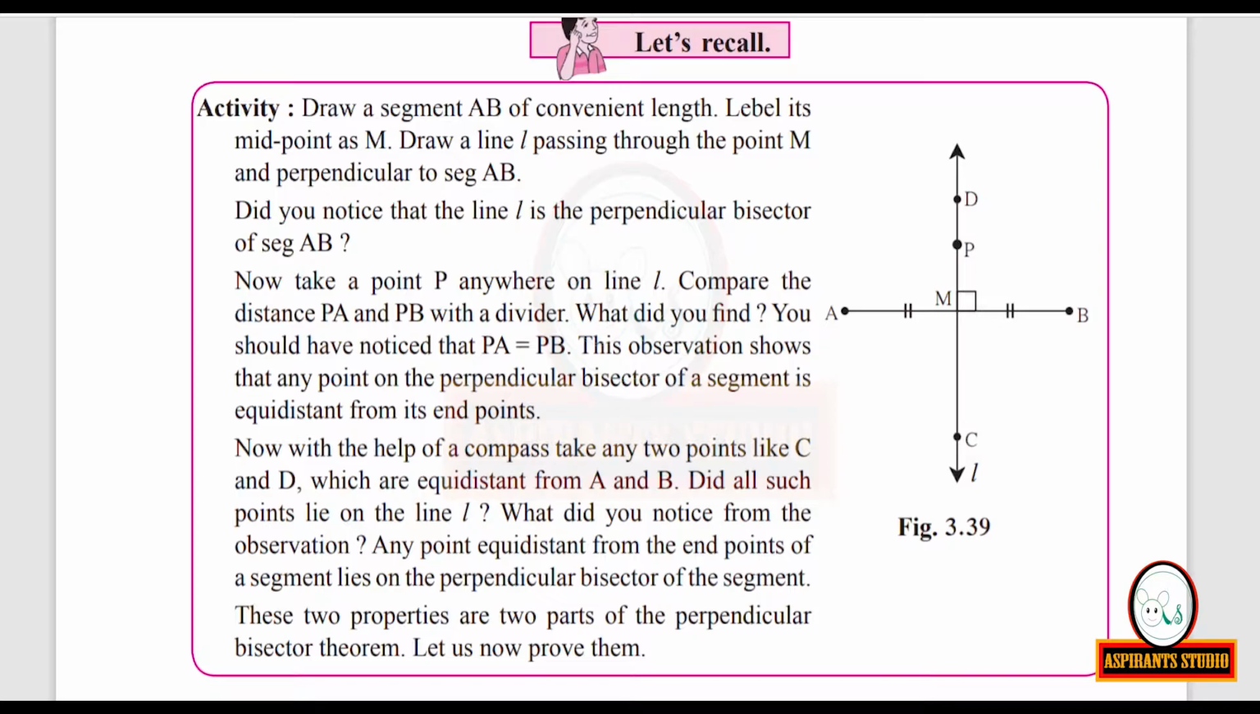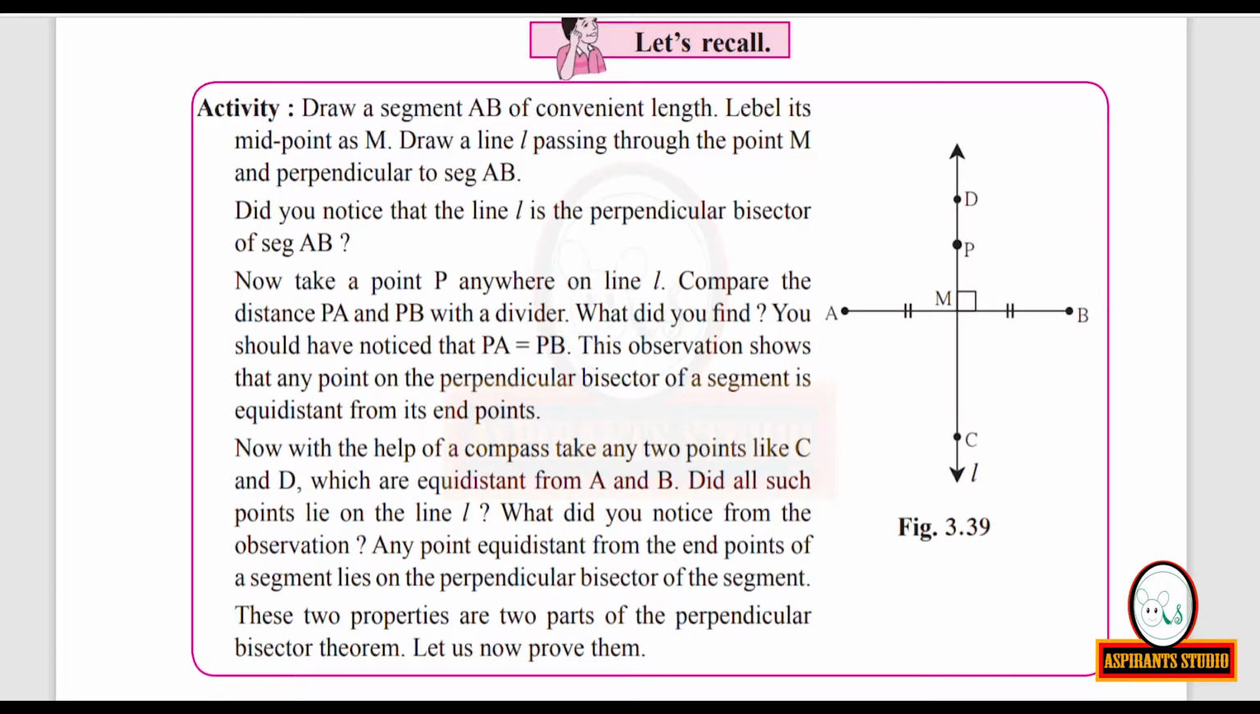Learning perpendicular bisector theorem. We will do this activity. Draw a segment AB of convenient length. Label its midpoint as M. Draw a line L passing through the point M and perpendicular to segment AB.